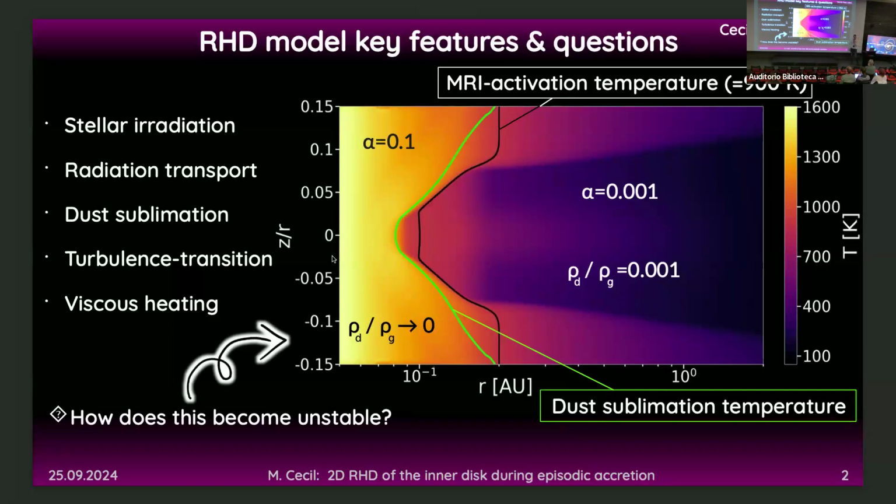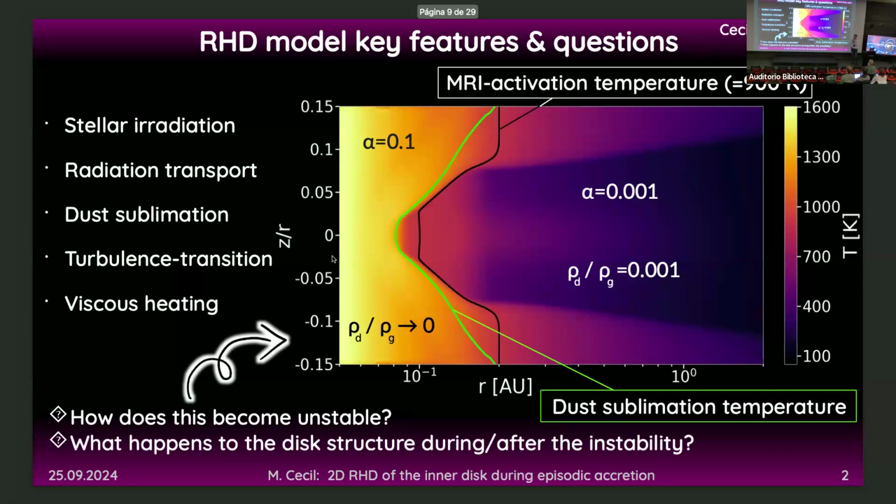So the first question we need to ask is, how can this structure become unstable? And then what actually happens to the inner disk during and after the instability? So to tackle the first question, we can think about it theoretically for a moment.